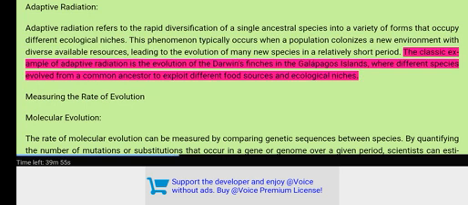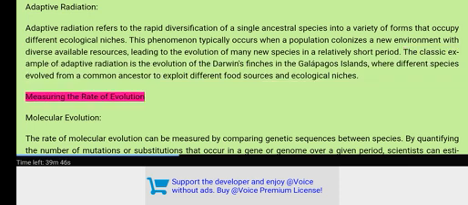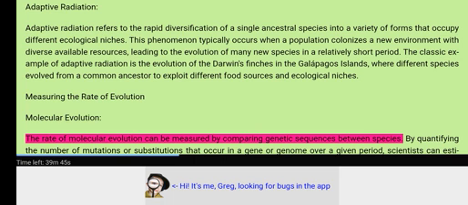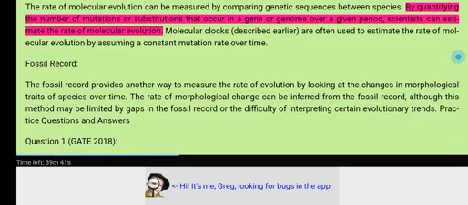The classic example of adaptive radiation is the evolution of the Darwin's finches in the Galapagos Islands, where different species evolved from a common ancestor to exploit different food sources and ecological niches. Measuring the rate of evolution. Molecular evolution. The rate of molecular evolution can be measured by comparing genetic sequences between species. By quantifying the number of mutations or substitutions that occur in a gene or genome over a given period, scientists can estimate the rate of molecular evolution.